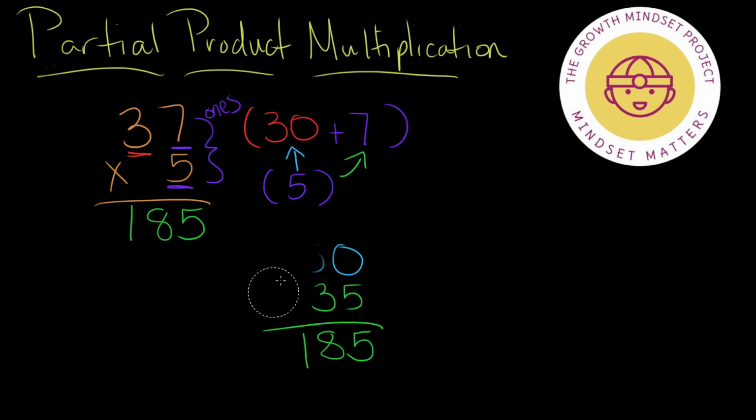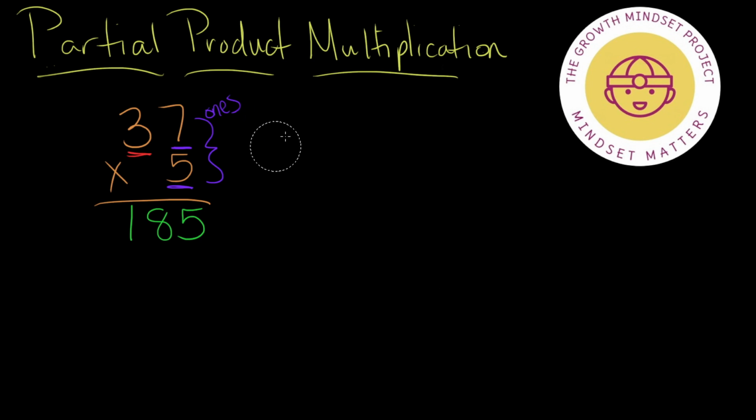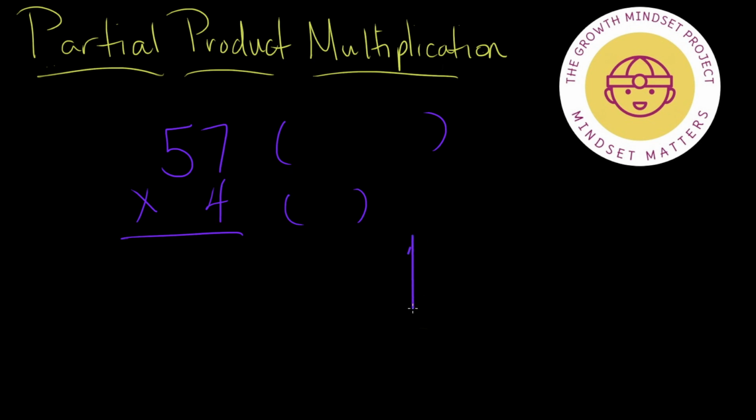I want to show you quickly too, another way to visualize this. Okay, so let's get rid of this and let's take a whole new number. Let's say we have 57 times 4. And we can continue to do this method, that's fine. But I want to show you another way to visualize it, which is by partitioning it into a rectangle, okay?